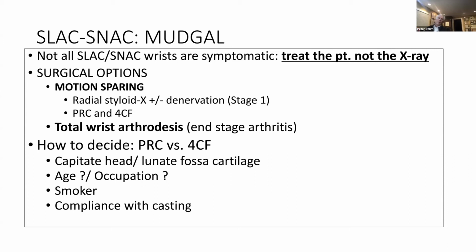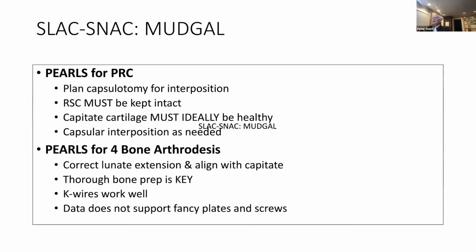The next issue that comes out is how do you decide whether you're going to do a PRC or a four-corner arthrodesis? You want to know what the head of the capitate looks like. Is there loss of cartilage? What's the age of the patient? Their occupational demands. Smoking is, I think, a very important consideration, particularly if you're considering a four-corner fusion. And then finally, again, with four-corner fusion, if they're compliant with using a cast.